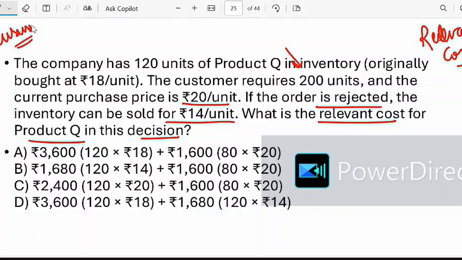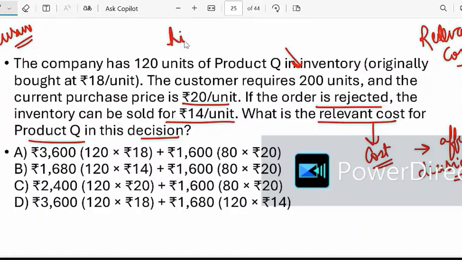Remember, in decision making, we only care about relevant cost. What is the meaning of relevant cost? Relevant cost means that cost that will actually affect the decision. Those costs that will affect the decision are called relevant cost. So historical costs are called sunk costs.